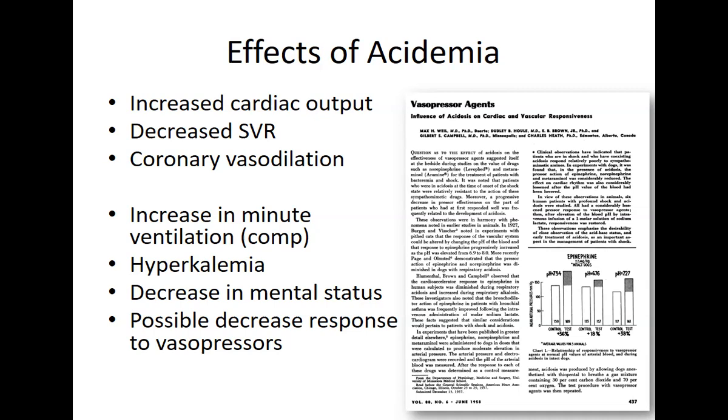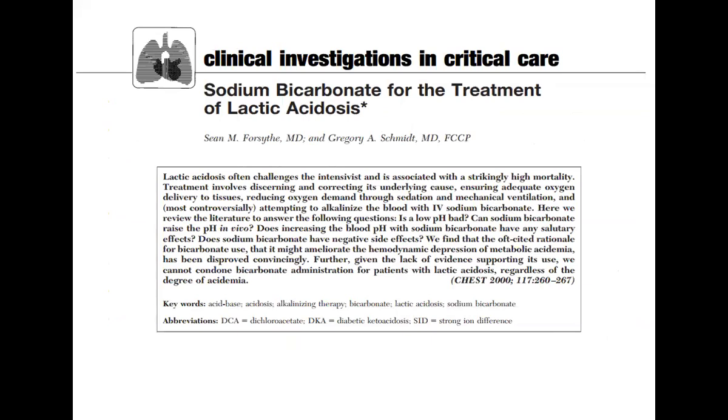There's never been any human studies showing a decreased response to vasopressors. Everything's been in animals, so I don't really believe this. I think it's just the fact that they're super sick. If your pH is 6.7, you're probably not going to survive. So does that mean that we should give sodium bicarb to people with a lactate of 22?